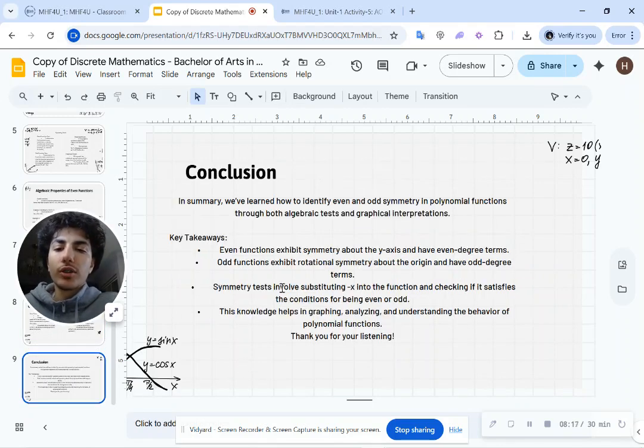Now, conclusion. In summary, we've learned how to identify even and odd symmetry in polynomial functions through both algebraic tests and graphical interpretations. Key takeaways. Even functions exhibit symmetry about the y-axis and have even degree terms. Odd functions exhibit rotational symmetry about the origin and have odd degree terms. Symmetry tests involve substituting negative x into the function, checking if it satisfies the conditions of being odd or even.